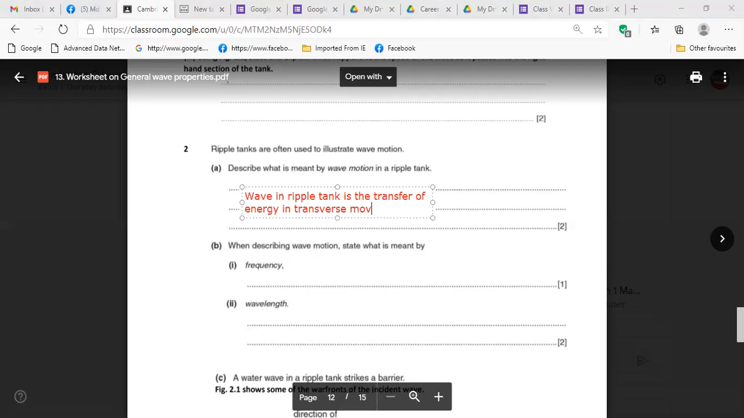Why transverse mode? Because it is water wave, right? Water wave, we know, is transverse wave, sound wave is longitudinal wave. So in ripple tank, the transfer of energy will be in transverse mode, without transferring matter, right? Is it clear? Yes, sir.